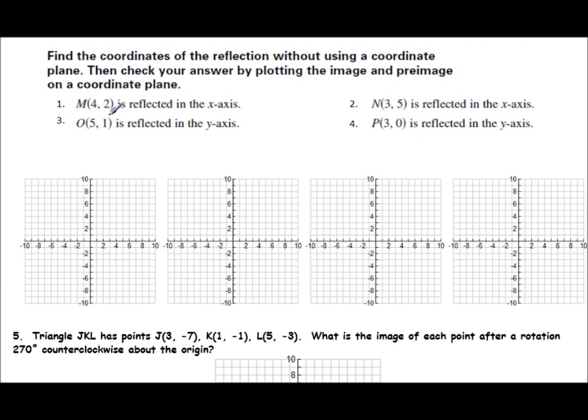So the last part of this video is just review. I'm going to do the first one with you and then pause the video and have you do the last 3 on your own. We're going to reflect in the x-axis point M, 4, 2. So first I'm going to graph point 4, 2. And if I reflect M in the x-axis, that means I flip it over this axis, so it has to be the same distance away from the x-axis. 1, 2 away from the x-axis, 1, 2 away from the x-axis. So M prime would be 4, -2.